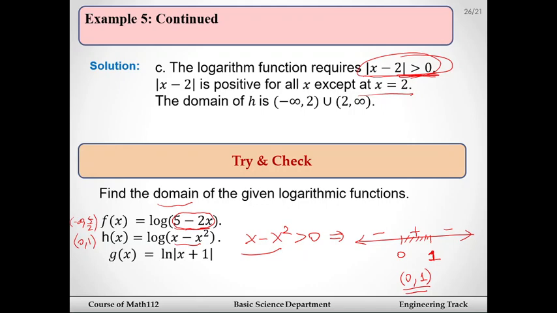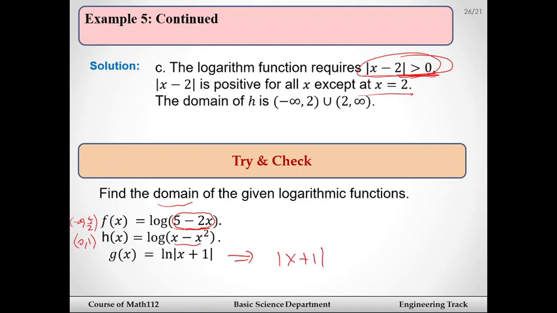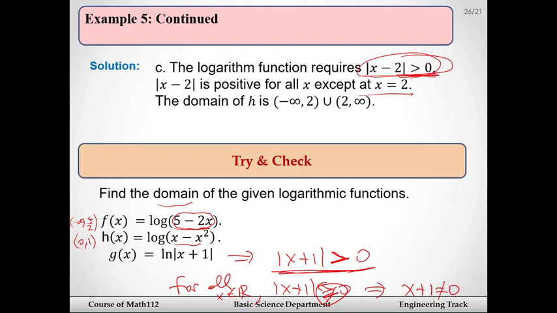So here it will be (0, 1), and this is -infinity to 5/2. Now when it comes to the ln of x plus 1, it should be bigger than 0. But for all x, an element of the real numbers, this is true, the equality. But we don't want the equality here, so we want the strict bigger than. It should be strictly bigger than. So we have to exclude this case here. X plus 1 should not be equal to 0 here.